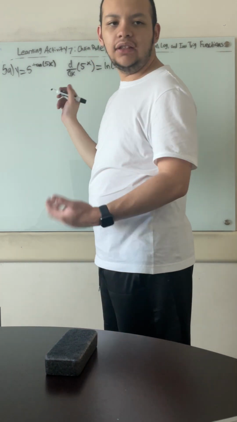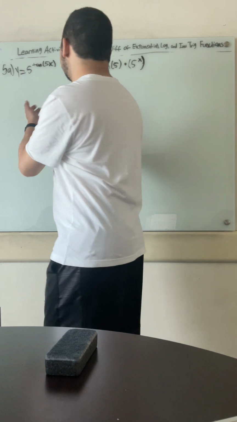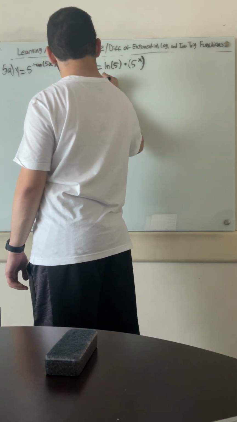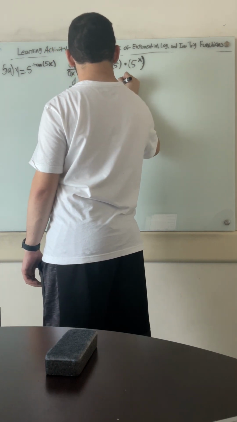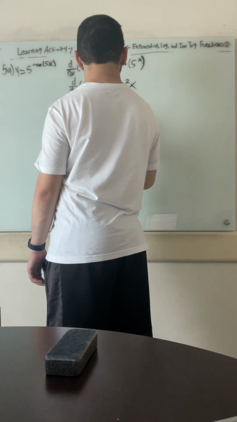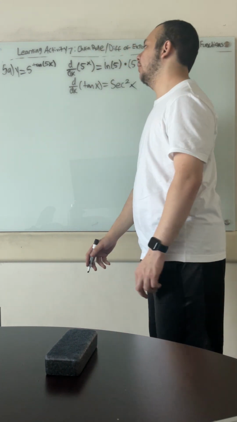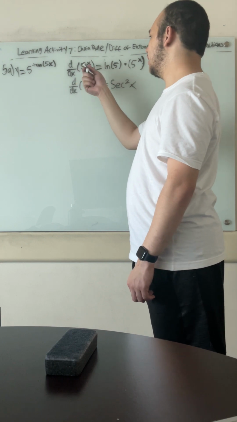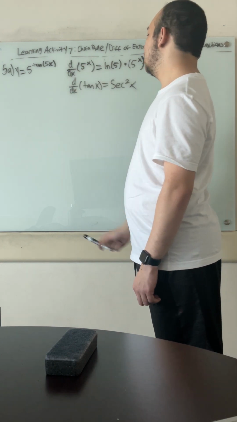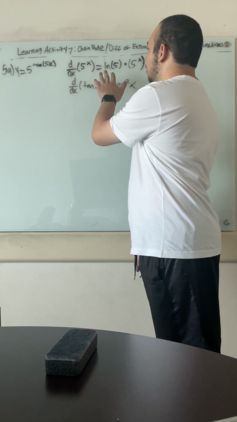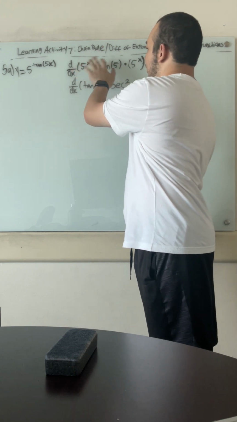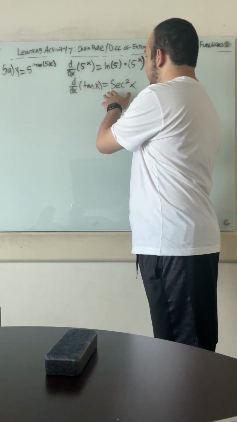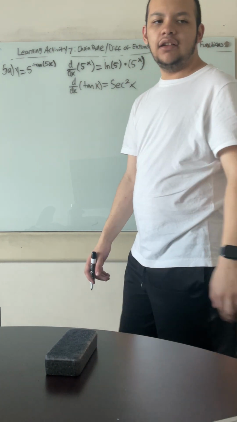And let me also re-clarify that the derivative of tangent of x is equal to secant squared x. So this is important to know. The derivative of a constant to the x is going to be equal to the natural log of the constant times whatever is inside right here. And then the derivative of tangent of x is equal to secant squared x. All right.